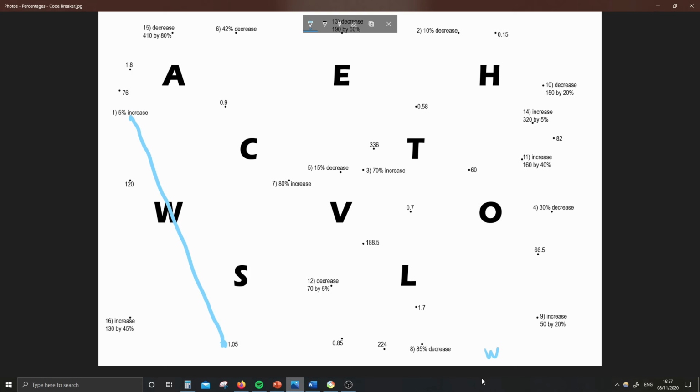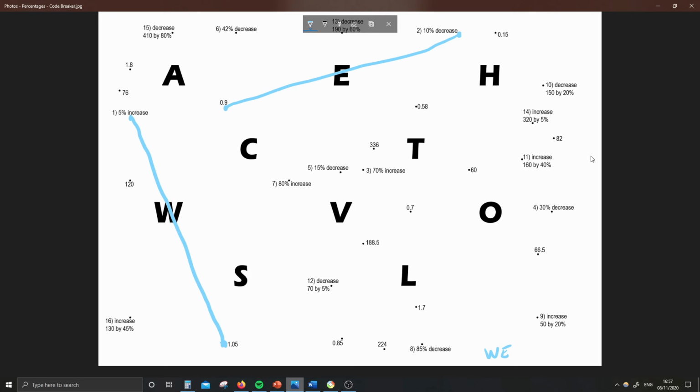Then go find question 2, which is there. 10% decrease up here in the top right. Now, 10% decrease, we started off with 100%. So if you decrease it by 10%, you're left with 90%. Turn that into a decimal, divide by 100, 0.9. So look for the 0.9, which is there. Connect through. Bang, smash, goes through the E. The next secret letter is E.